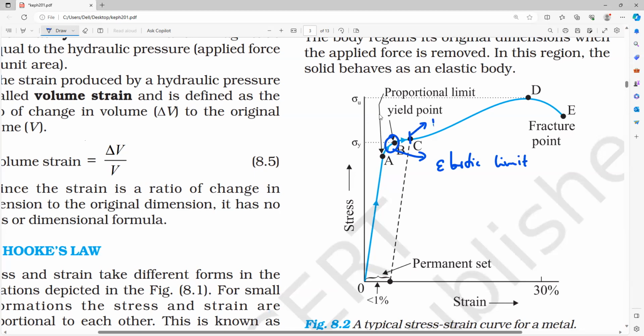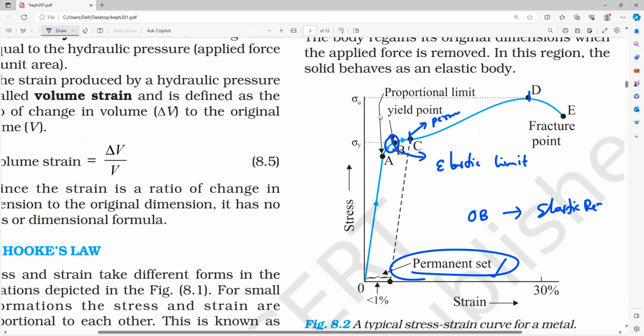Yesterday I have taught you. From 0 to C, we used to say permanent set will take place. So that is why from B to D, we used to say there is no elongation of a spring. So from 0 to B, we used to say elastic region. So I'm talking about the main points alone.